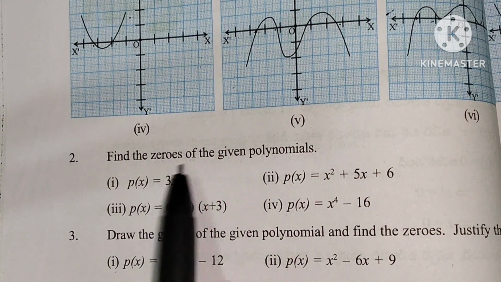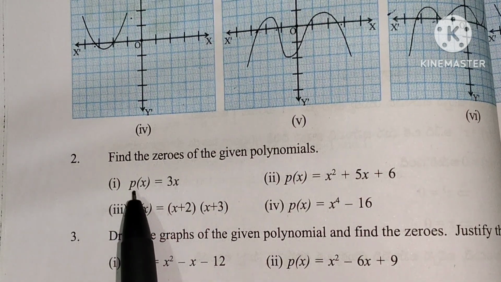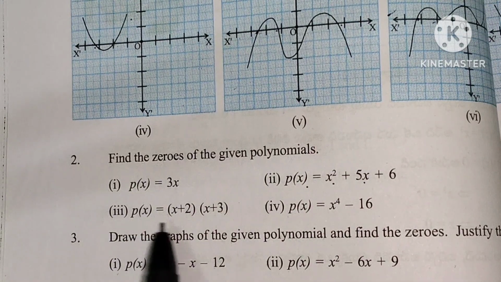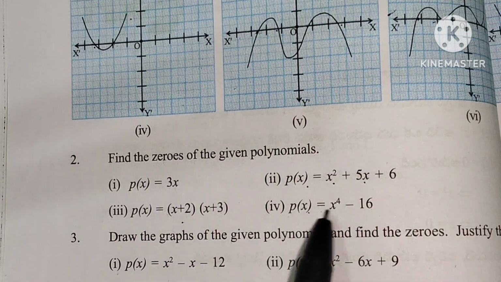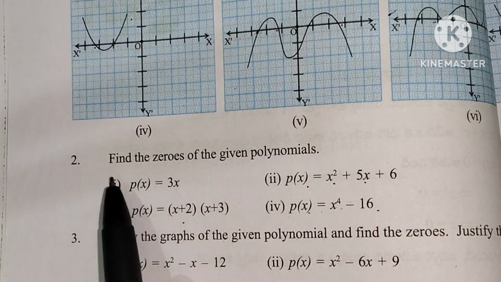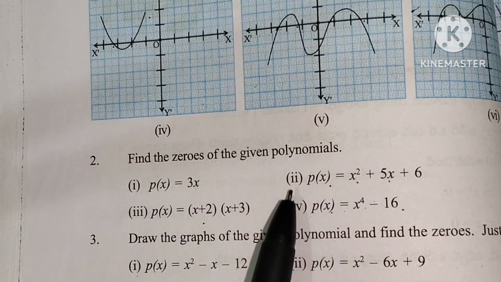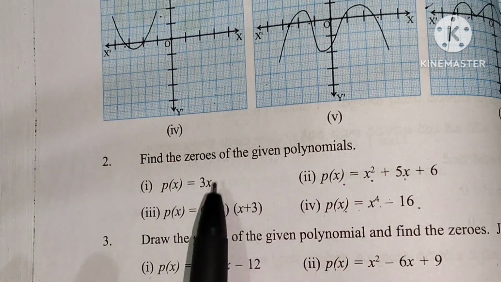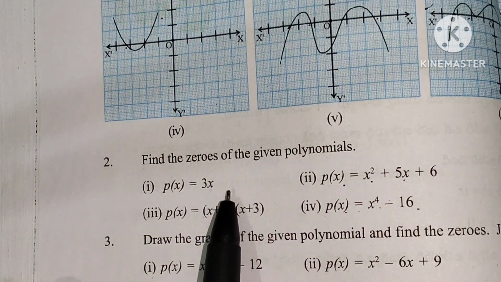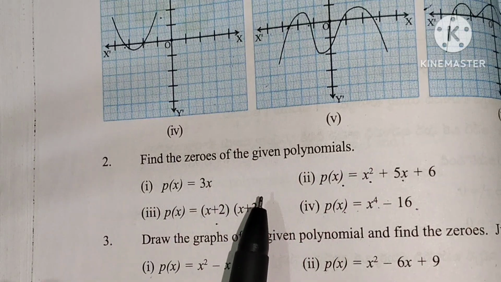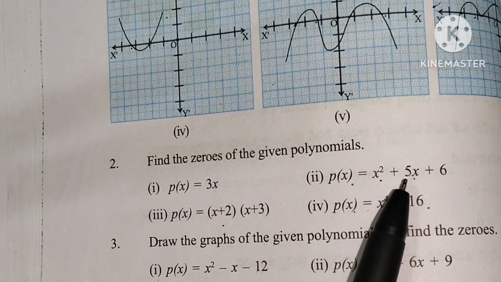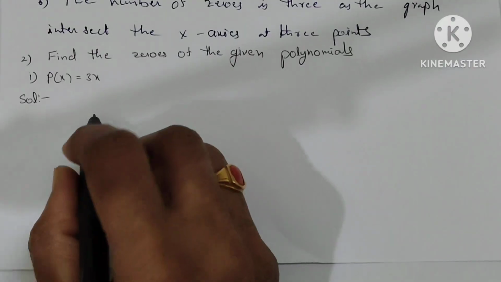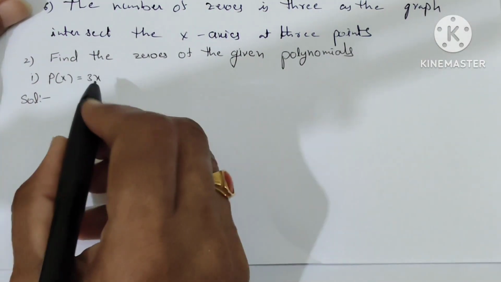Second bit: find the zeros of the given polynomials. First one, p of x equal to 3x. Second, p of x equal to x square plus 5x plus 6. Third, p of x equal to (x plus 2)(x plus 3). Fourth, p of x equal to x power 4 minus 16. Some polynomials are given and we find their zeros. This is a monomial, so 1 zero. This is a quadratic polynomial, so 2 zeros. This is also quadratic, 2.